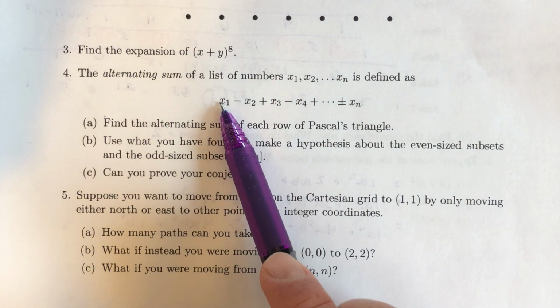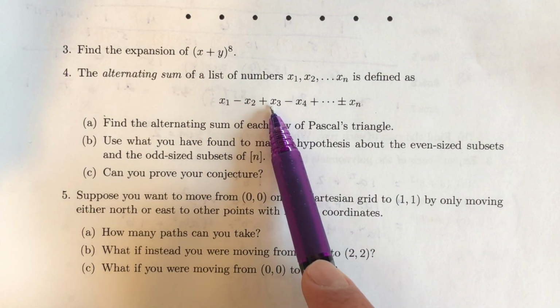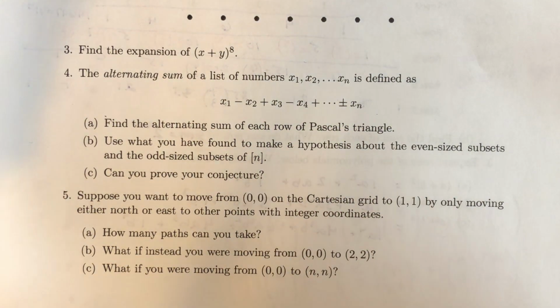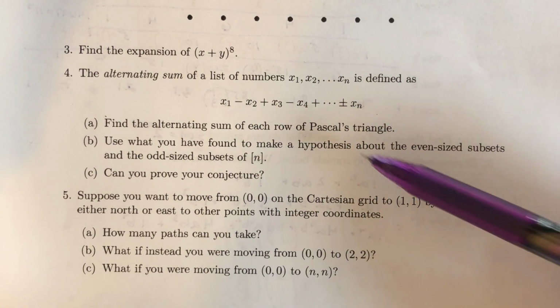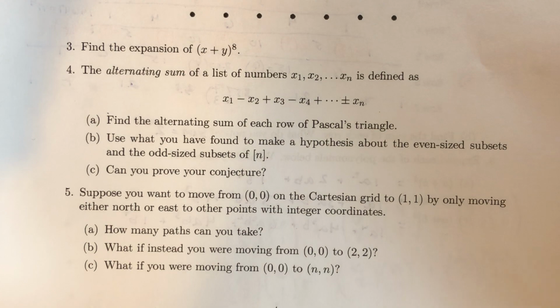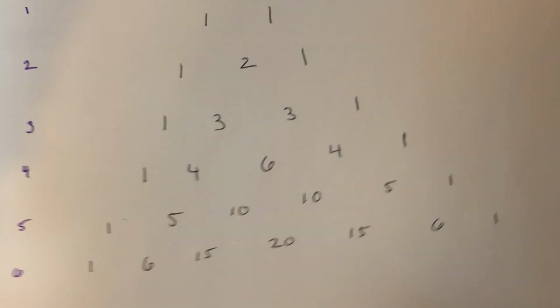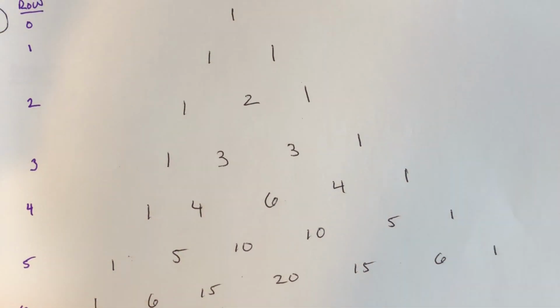Alternating sum means you let your first term be positive, second term is negative, third term is positive, and you alternate it until you get to the nth term, which will be positive or negative depending on whether n is even or odd, and see what you get as a result of that sum, right? So let's do that in each case here. I'm gonna use a different color.